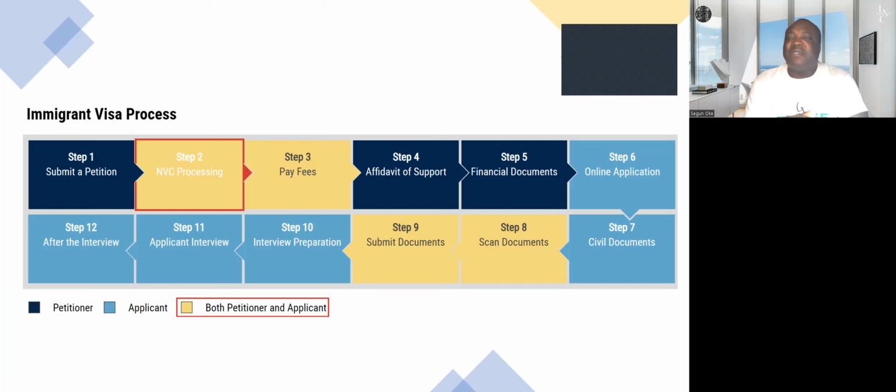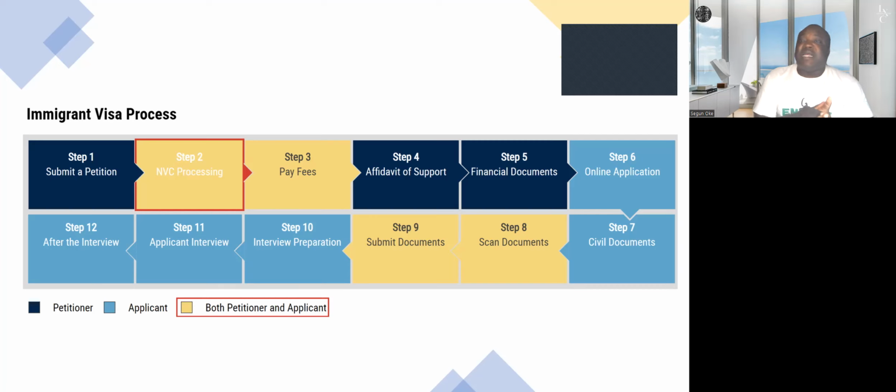Then step 7 is civil documents. This is the crucial aspect of all our documents, so we have to be careful at this stage. From there, you fill the form, and don't forget, you pay the fee. After the approval, the NVC processing will start.